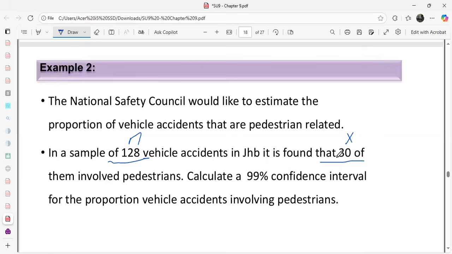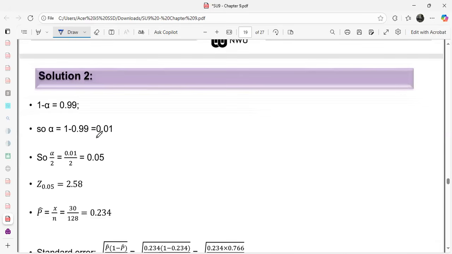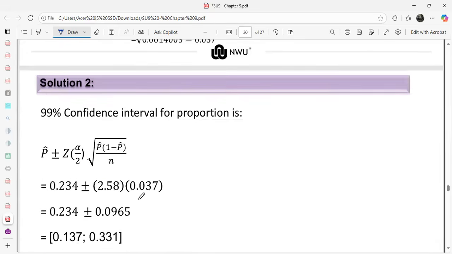Now you can calculate the p cap. P cap is equal to x over n, 30 divided by 128. Now they say calculate the 99%. Remember I said 99% is 2.58, 90% is 1.64, 95% is 1.96. Do the math calculation and get the answer. This is the method they used. The p cap here is 30 divided by 128. Got this answer? You do it like this.